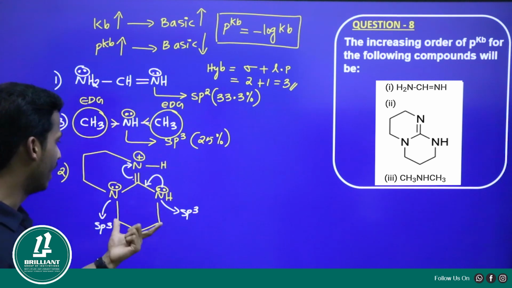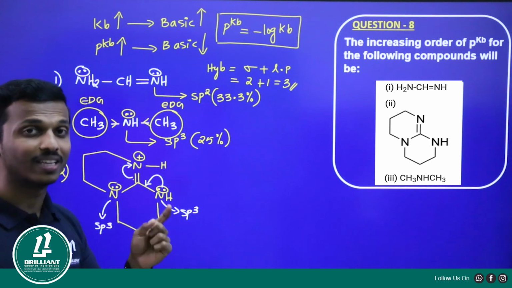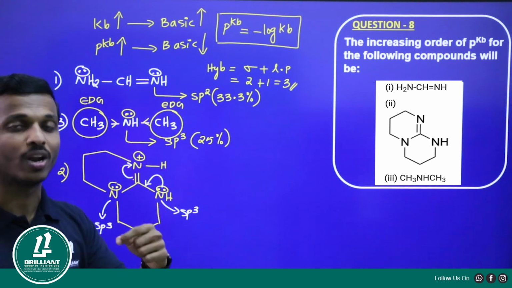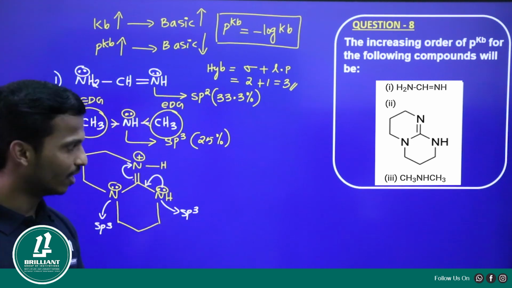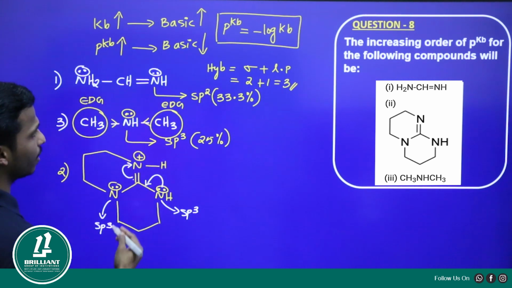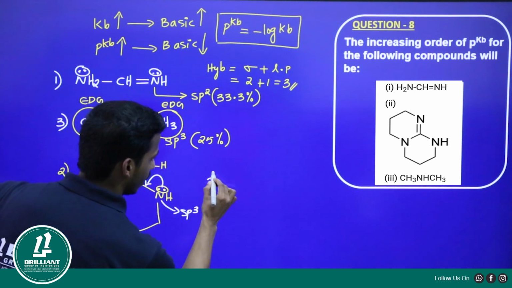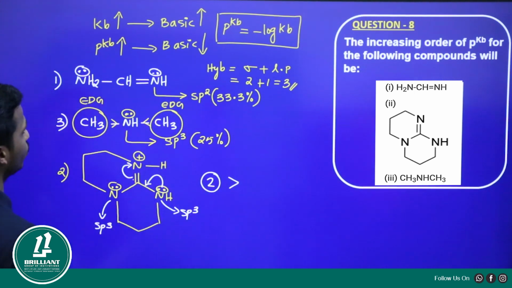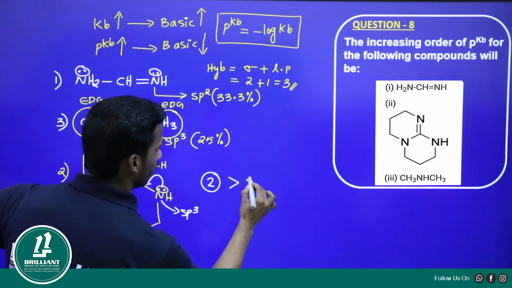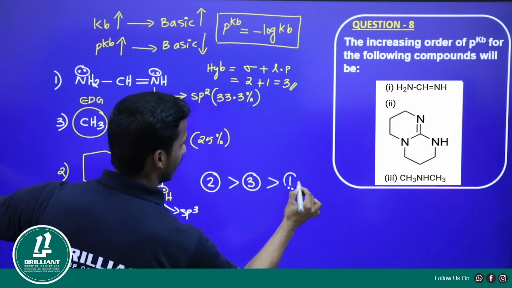Two reasons: it contains 2 sp3 hybridized nitrogen atoms, and the resonance stabilizes the compound by the donation of the lone pair. Therefore, for the basic character, the second compound, the cyclic compound, is greater in basic nature. Then coming to the next one, the third one, and then the first one having the least basic character.